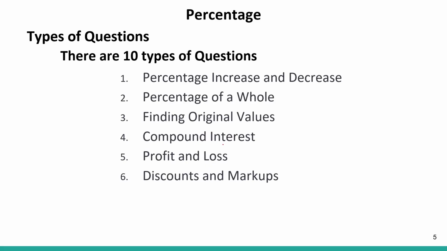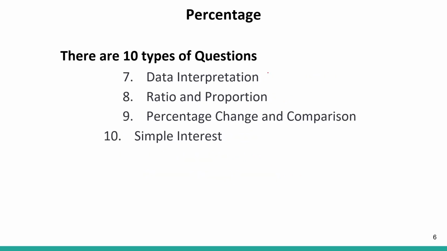Let's see what type of questions are asked on various competitive exams. There are 10 types of questions, so let's explore each one. That is percentage increase or decrease, percentage of a whole, finding original values. Then what is compound interest? What is profit and loss? What is discount and markups? What is data interpretation? What is ratio and proportion? What is percentage change and comparison? And what is simple interest? We will see each one in detail.